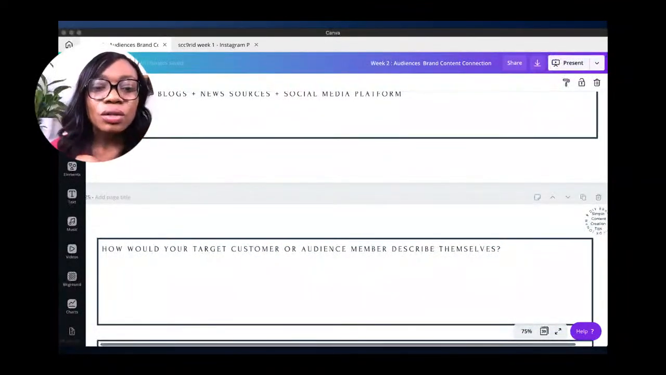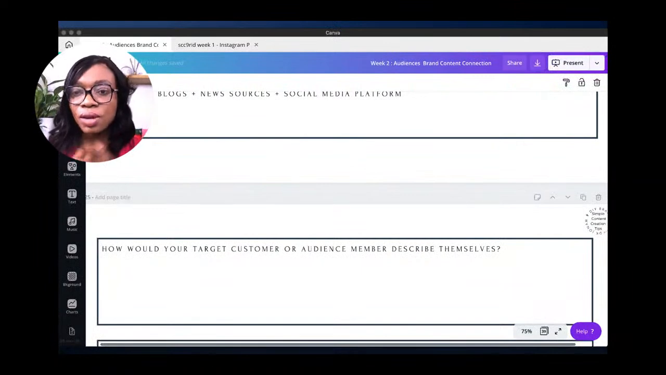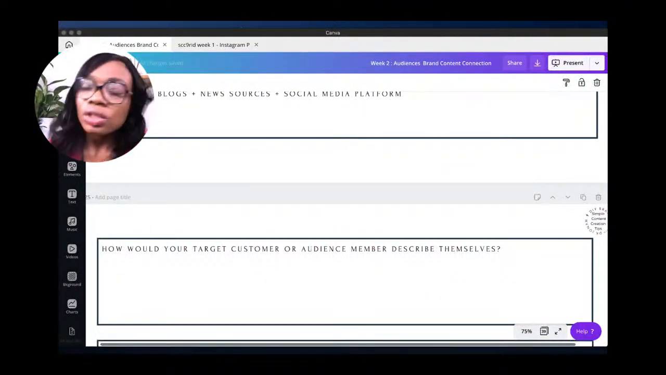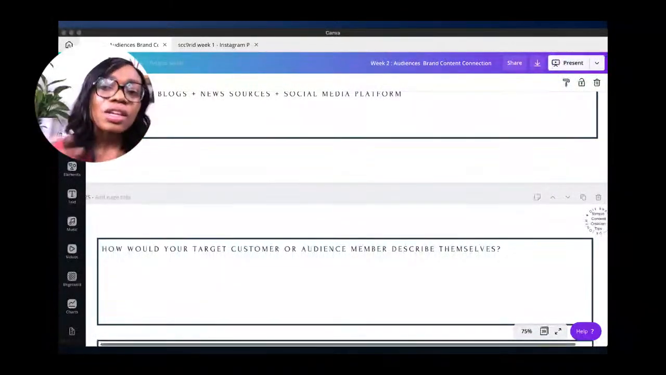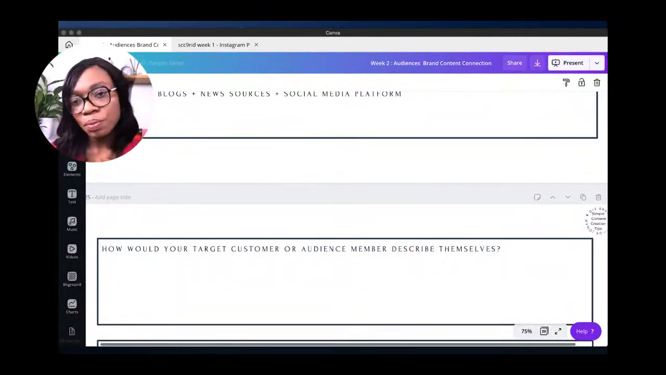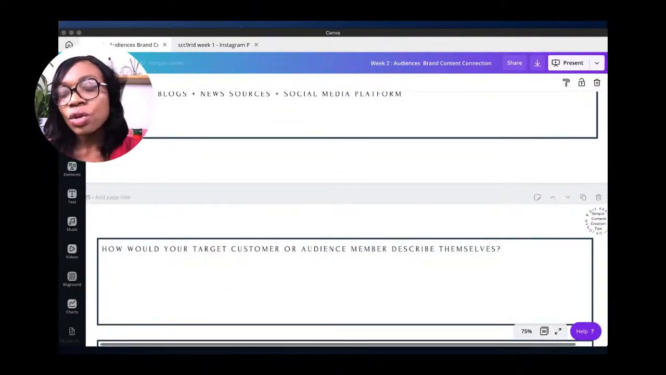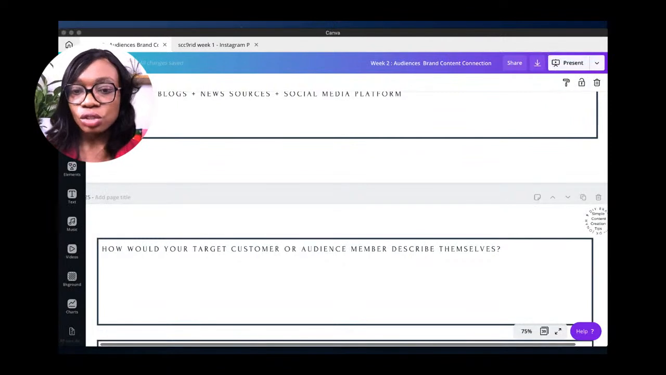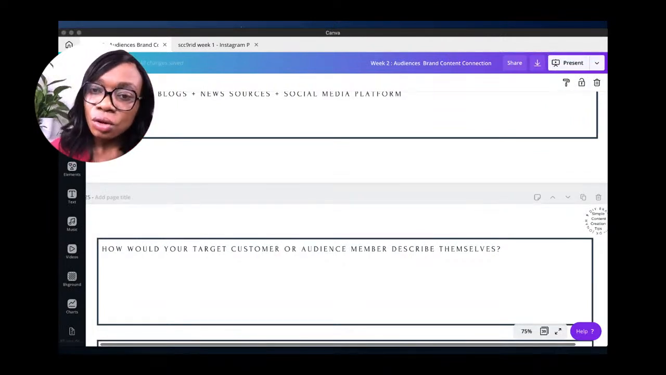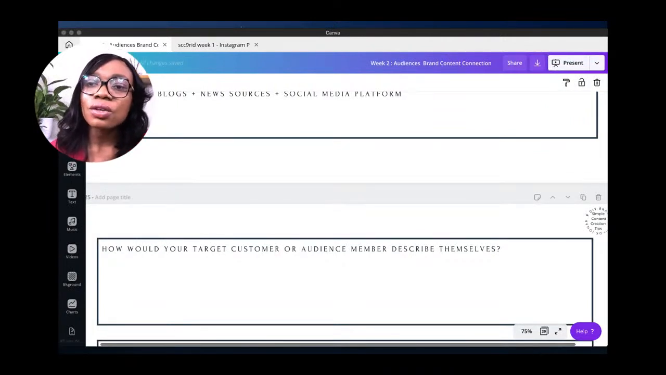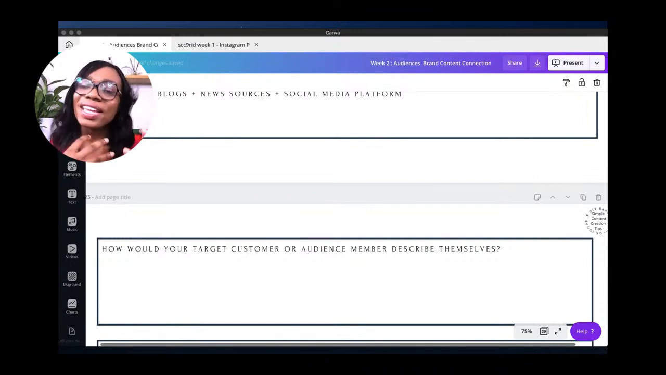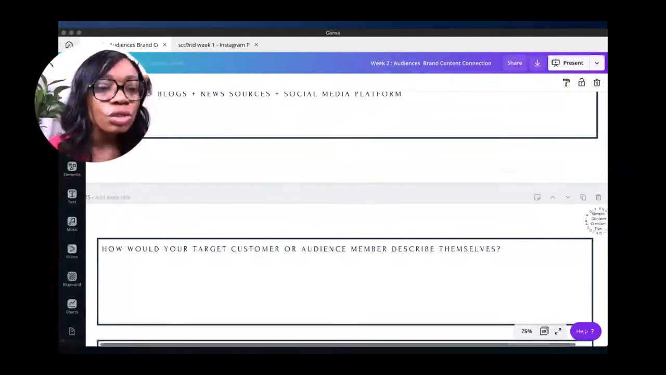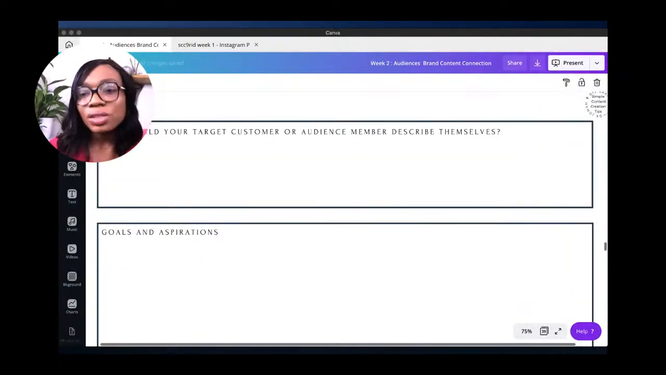How would your target audience describe herself? So I described her as a DIY entrepreneur. That's not what she would describe herself as. She would describe herself as an entrepreneur, or a solopreneur, that is trying to gain visibility for her book or for whatever she's doing. She would describe herself as an author. She would describe herself as a creative individual. So the way I describe her may be different from the way she would describe herself.